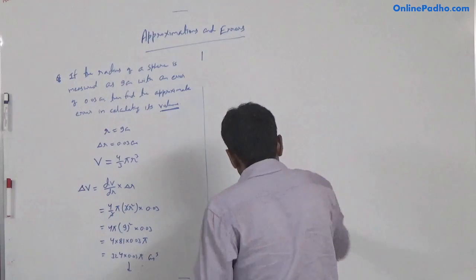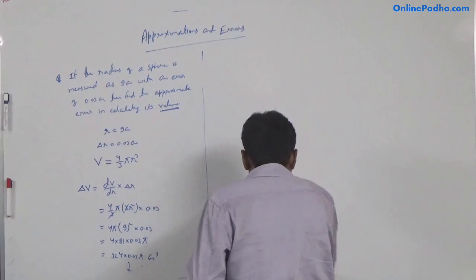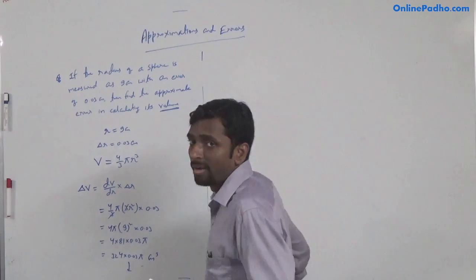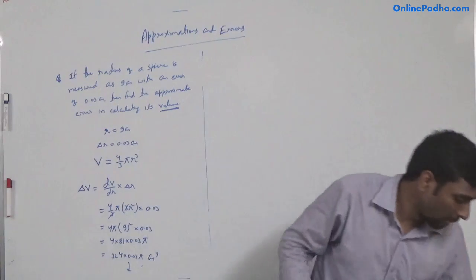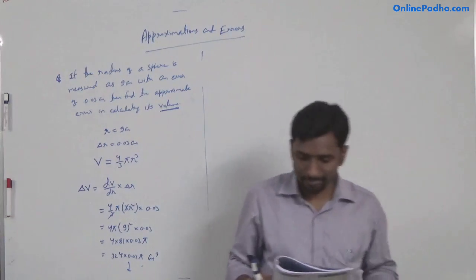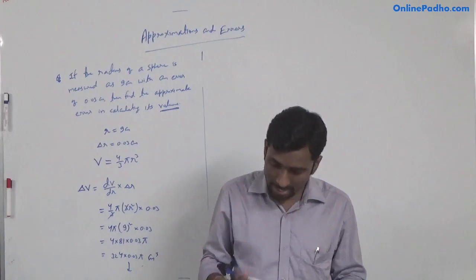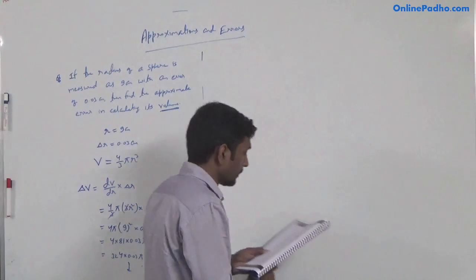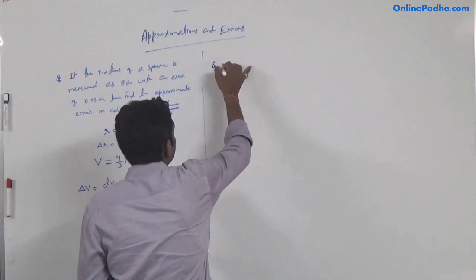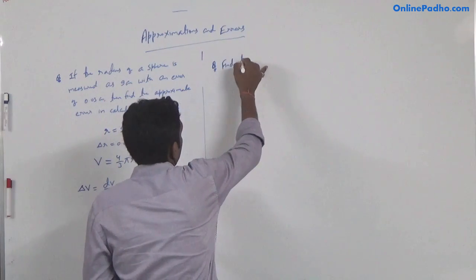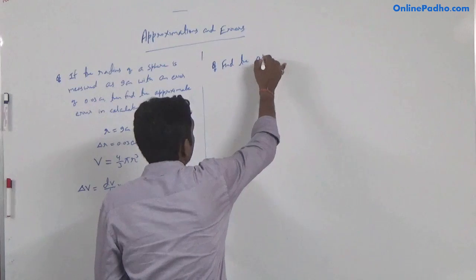I think you got the point. You got the concept of approximation and error, how to find the approximate value and the error. We need to solve one more question. That is the last question of this topic. This is find the approximate value.